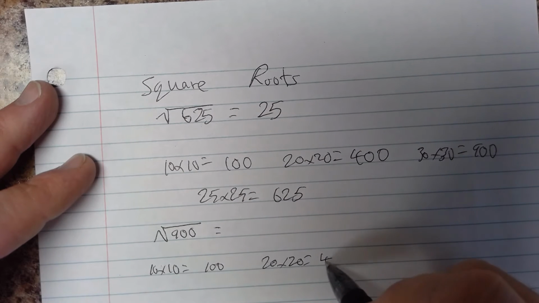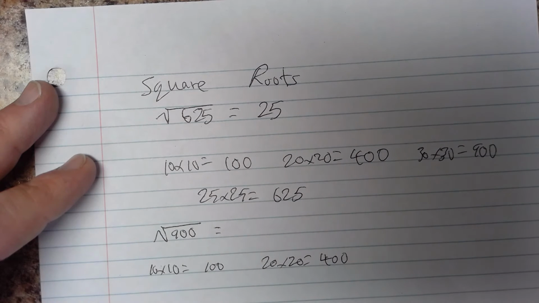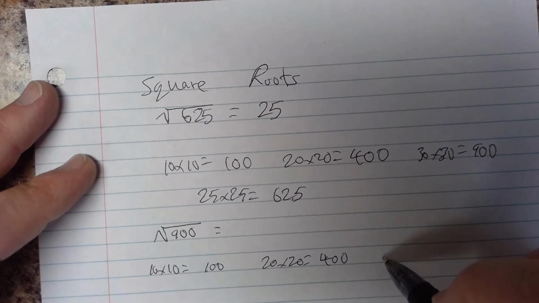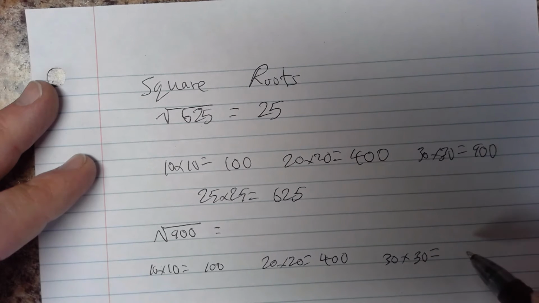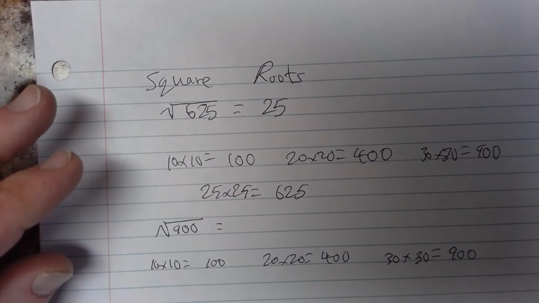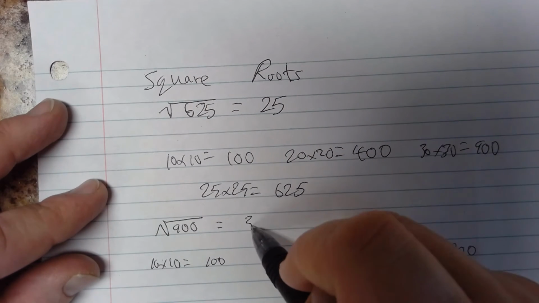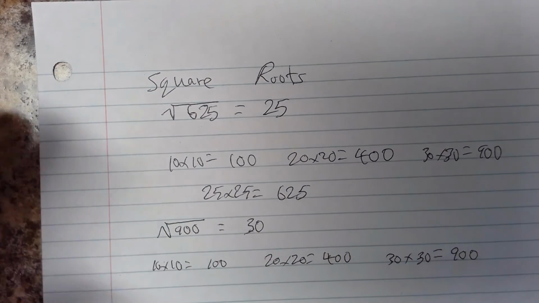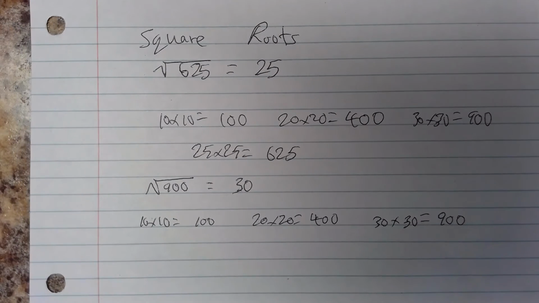20 times 20 is 400. Bigger than that. So again, we'll check 30 times 30. Obviously, because 3 times 3 is 9, so that's 900. So there, I didn't even need my calculator. The square root of 900 is 30. Just happened to be one of those nice round zero numbers.